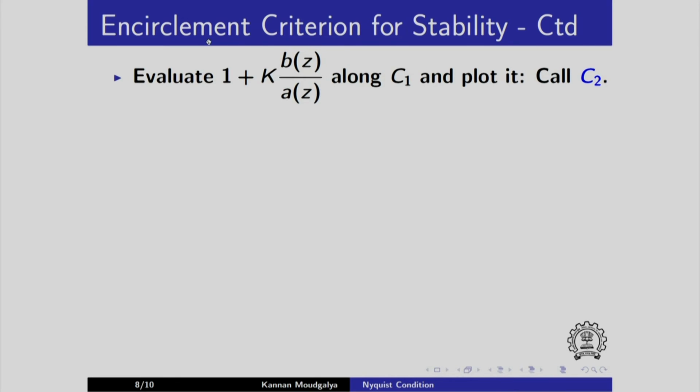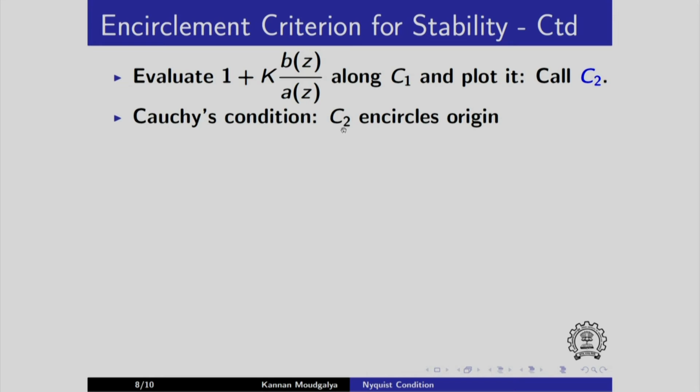Now how do we use the Cauchy's encirclement criterion? Evaluate this factor 1 plus KB by A along C1. C1 is a unit circle, remember from the previous slide, and plot it. That is imaginary of this factor versus real of this factor at every point Zi. Do this for the entire curve C1 and the resulting plot will be called C2. You have to remember this, so I call it C2, I have marked it in blue.